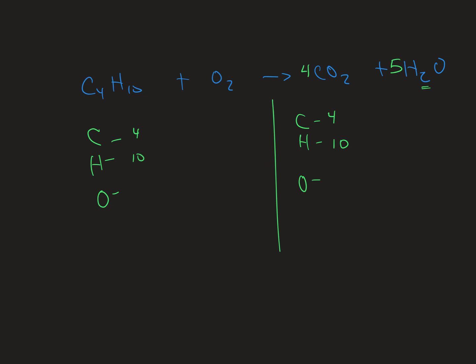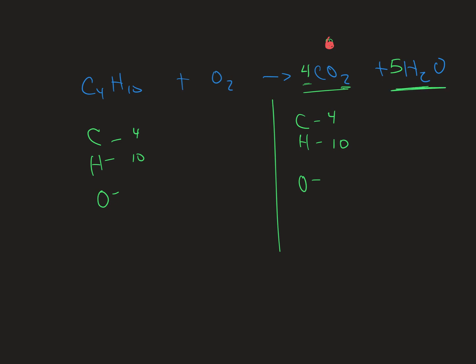Now we got to count the oxygens. Let's count the right side first because it's already balanced. How many oxygens do we have in this group? We have 2 in every carbon dioxide, but we have 4 carbon dioxides. So we have a total of 8 oxygen atoms. Do you understand that? Yeah, because this 4 is multiplied by 2. Do you get that though?